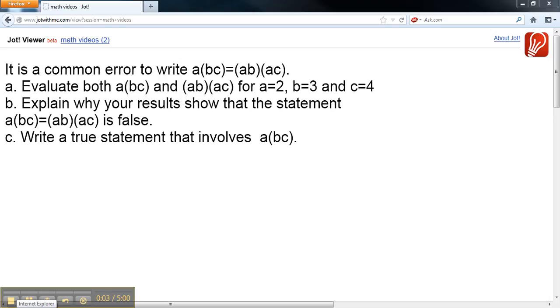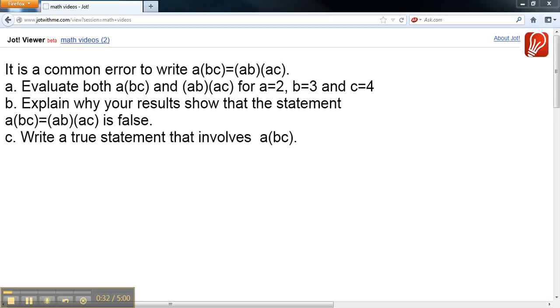Question has three parts, and it's talking about a common error we have when we write A times (B times C) in parentheses. A lot of times, by mistake, students will write (A times B) in parentheses times (A times C) in parentheses. So the first thing we want to do is evaluate both the left and the right-hand side of that equation for A equals 2, B equals 3, and C equals 4.